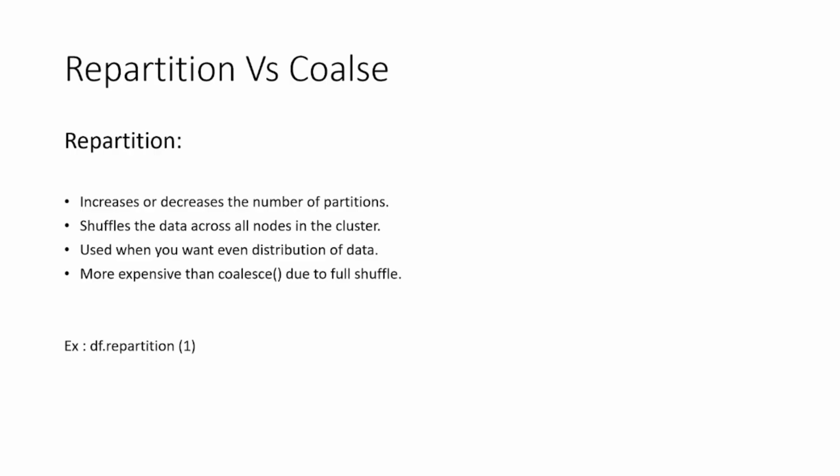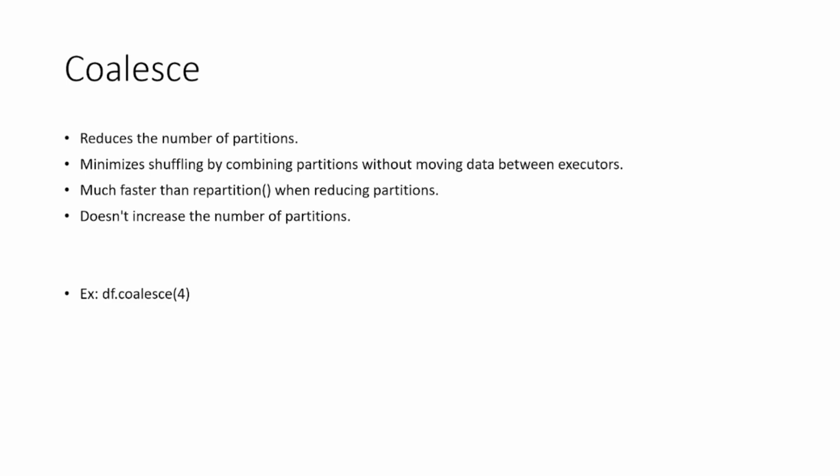And next, what is coalesce? Coalesce is used only to reduce the number of partitions from the existing partitions in the data frame or RDD. It doesn't perform a full shuffle of the data. Instead, it uses the partitions that already exist in the data frame, and the data movement between executors is minimized. This is much faster than repartition because it doesn't require a full shuffle. Alright.